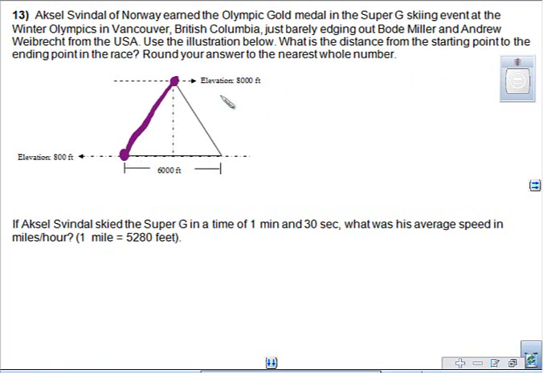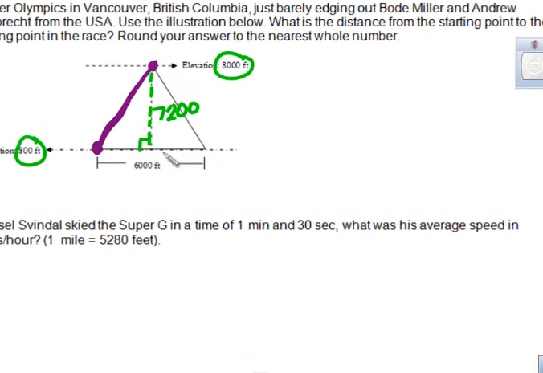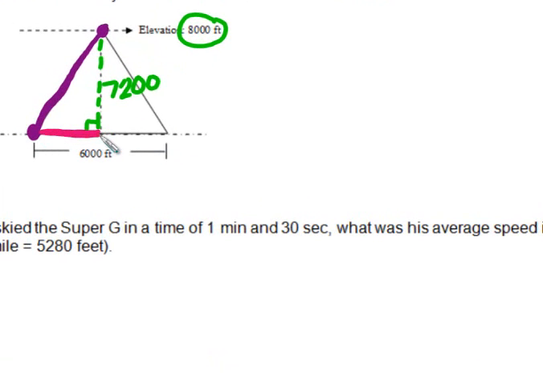Now, what's tricky is they tell you this elevation is 8,000, and so a common mistake is going to say that this is 8,000, but the elevation of the ending point is not 0. The elevation is 800. So you actually have to subtract these first to get the accurate distance here. So the change from 8,000 to 800 is 7,200. So this height of the triangle is actually 7,200. And you're given all the way across to be 6,000. So halfway, which is the portion we'll use for our right triangle, is 3,000.